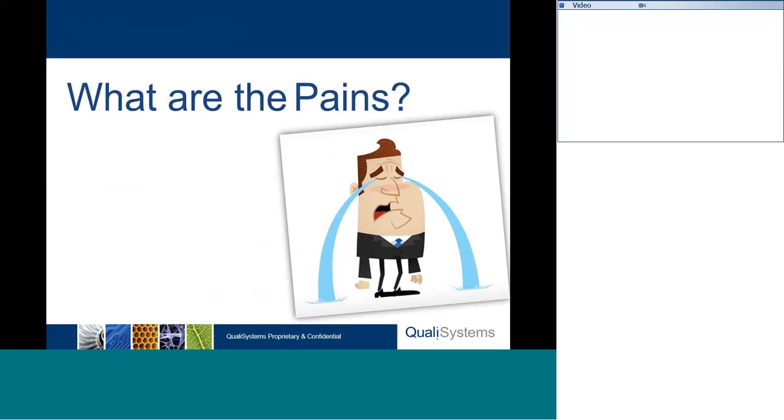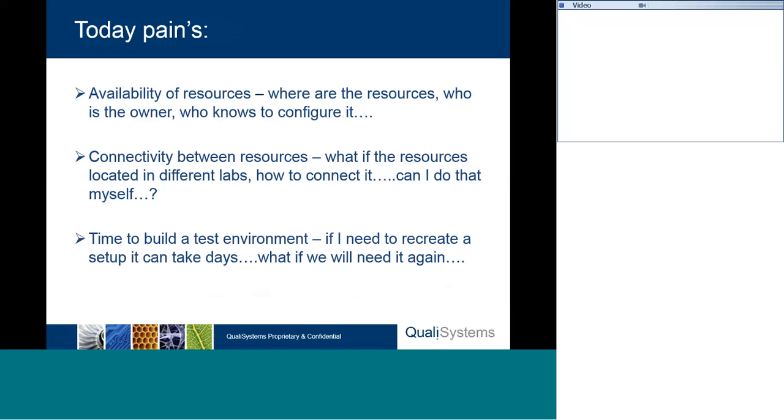So what are the pains that the customers are sharing while building the setup? First of all, today's pains are the availability of resources. If you need to build a topology, you need to find out where the resources are. Who is the owner of the resource? Now, it's not just go to the lab and take it. Maybe somebody is using it. Maybe somebody needs it for another purpose.